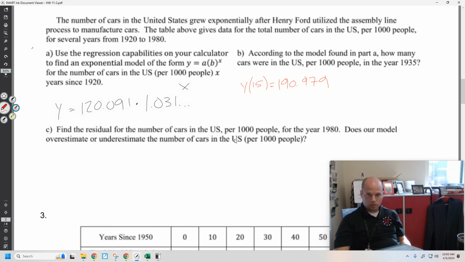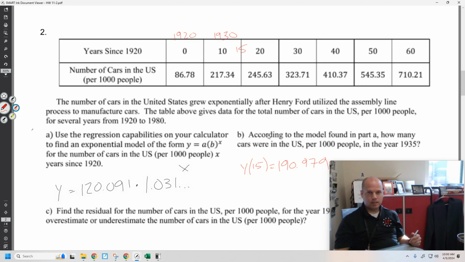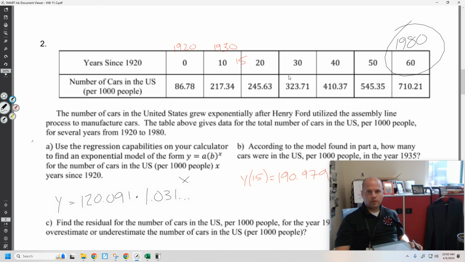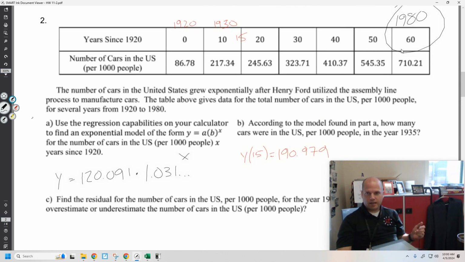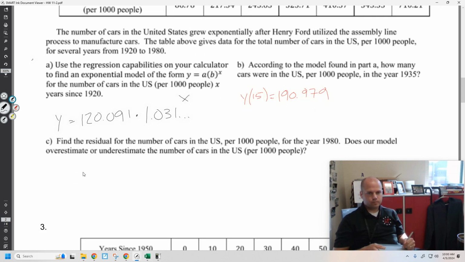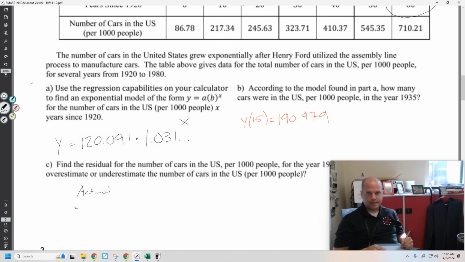Find the residual for the year 1980. So 30, 40, 50, 60, 70, 80. This is 1980 over here. Bam. All right, so that's year 60. Let's find the data at year 60. The actual was 710. Let's find the predicted.